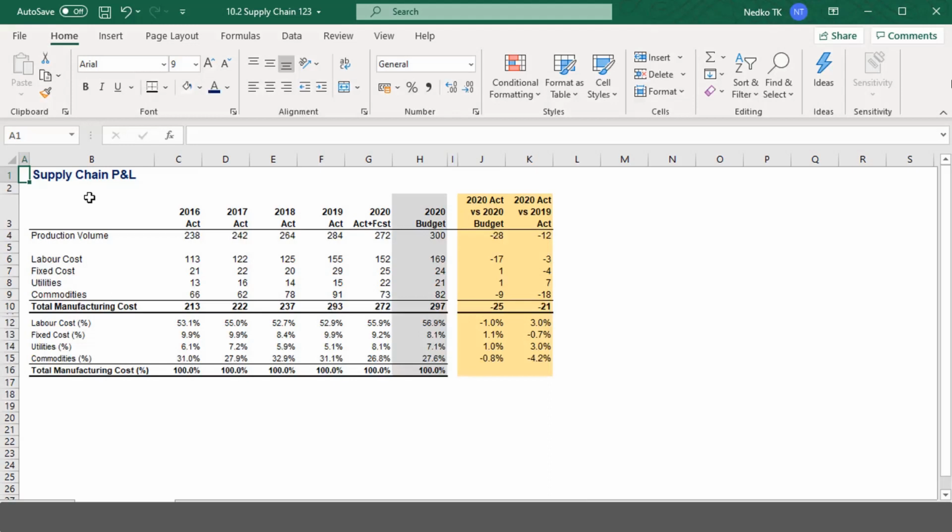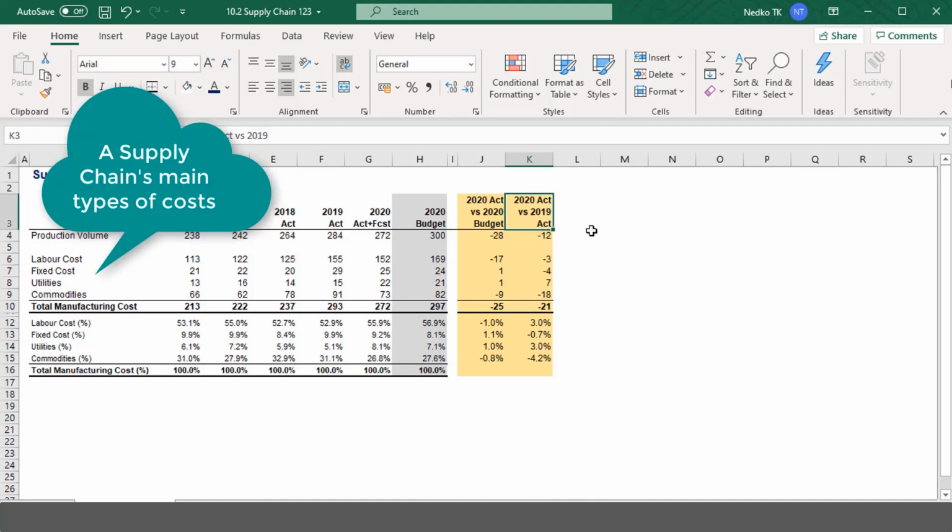On your screen, you can see a simplified profit and loss statement of a supply chain department. We have shown you the evolution of the production volume starting in 2016 through 2020, which is a forecast for the remainder of the year. Further, you see the budget and the variance of 2020 versus the budget and the variance of 2020 versus last year, 2019. Although very simplified, we now have a better understanding of how a supply chain organization operates.